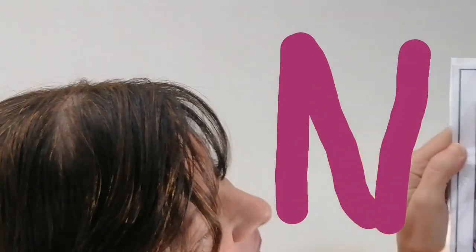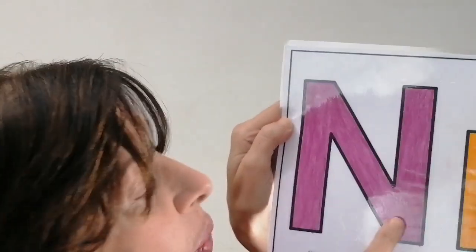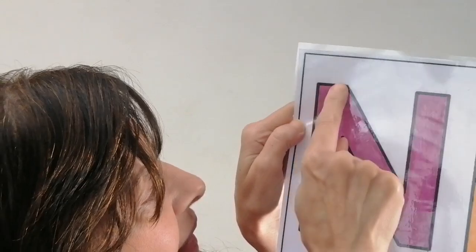How can we write letter N? Let's see. Start from up to down, straight line from up to down, then go up again, sloping line to down to the right side, then go up again, down to the right side, sloping line, then go up again.